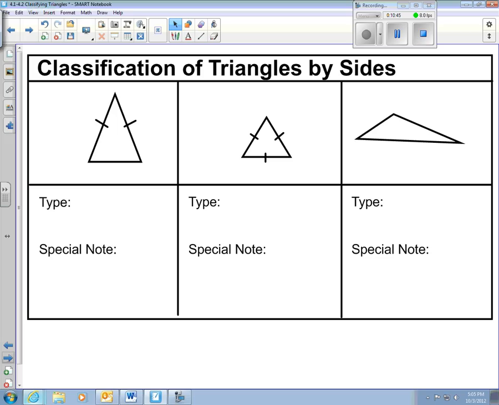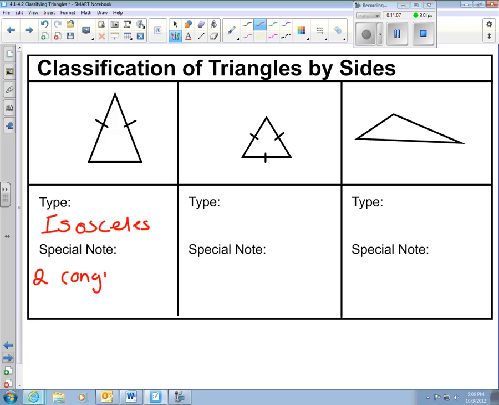All right, we're almost there, ladies and gentlemen. Classification of triangles by sides. We see here we have those little hash marks. Those little hash marks, remember, mean congruent. So the type of triangle we start off with here is an isosceles. An isosceles has two congruent sides. Then we see three hash marks here, so this is an equilateral triangle, because all three sides are equal. They are congruent. So three congruent sides.